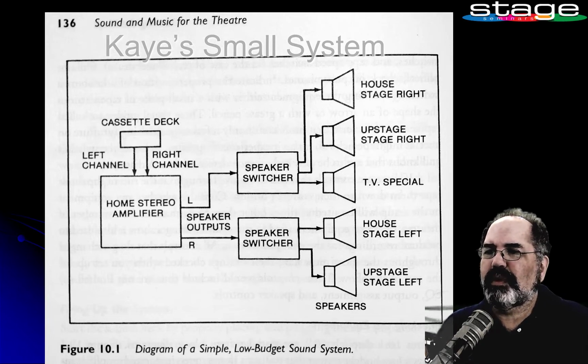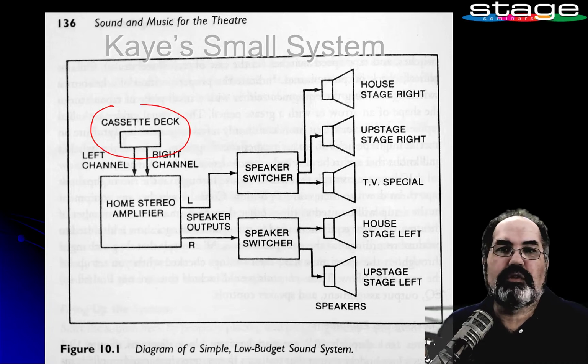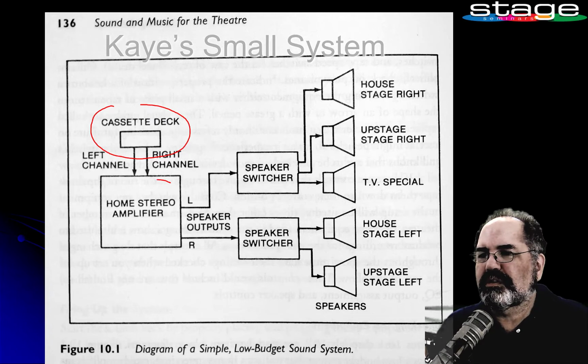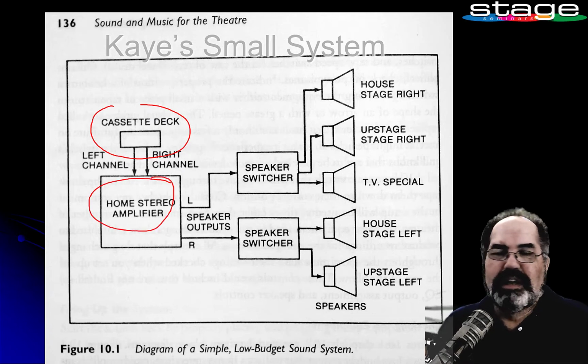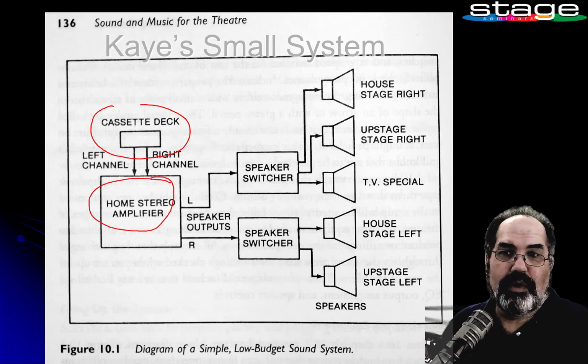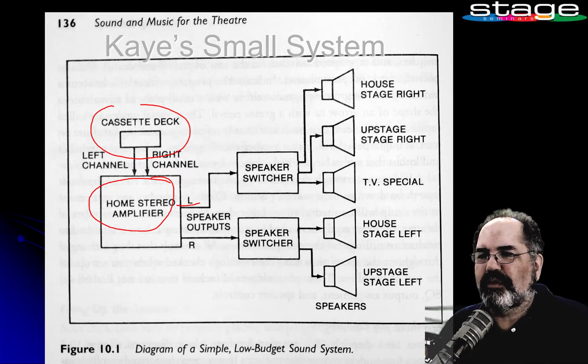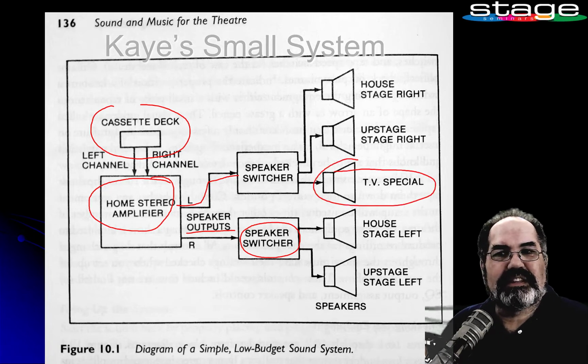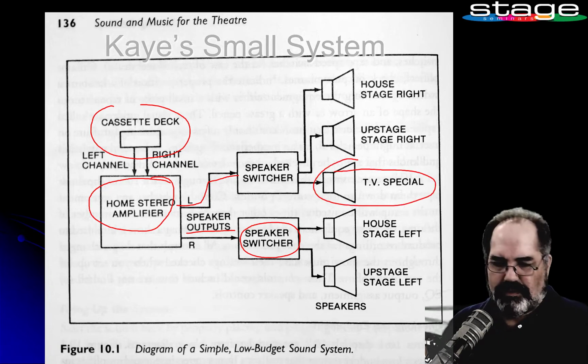And we see here that they use a cassette deck. We would use a computer. They use a home stereo amplifier. I guess this was for off-Broadway size theaters. It's very possible. And then we have left and right out to a speaker switcher, maybe an AB switch, but maybe a splitter. And this speaker could be inside the TV that's on stage, and so on.